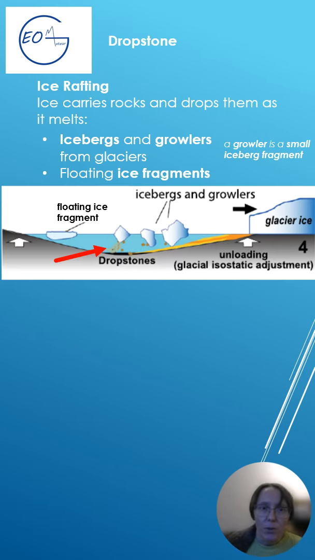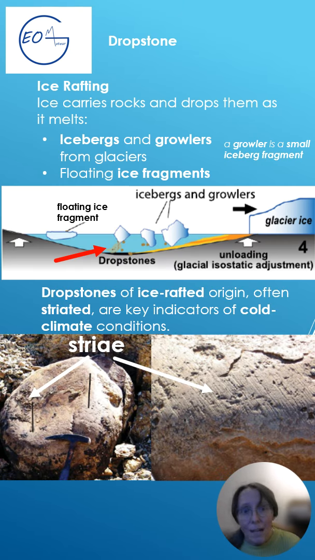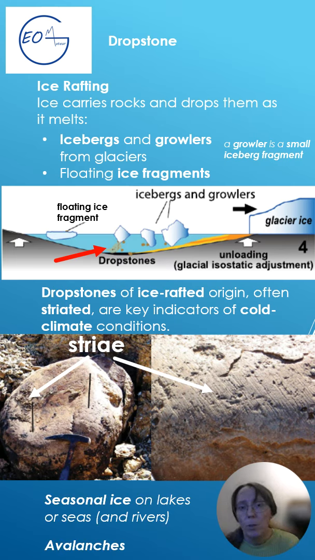Ice rafting occurs when ice carries rocks and drops them into sediment as it melts. This can happen via icebergs, growlers, or other floating ice fragments. Dropstones of ice-rafted origin are striated, and they are key indicators of cold climate conditions. They can be confused with stones transported by seasonal ice or avalanches.